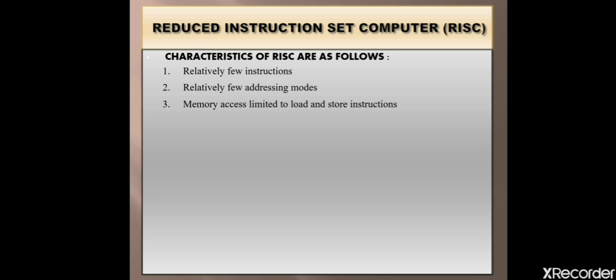Memory access is limited for operand, only for two instructions, load and store. Addition, subtraction, multiplication and division can't be done directly in RISC. All operations are done within the registers of the CPU because we don't have direct access to memory.